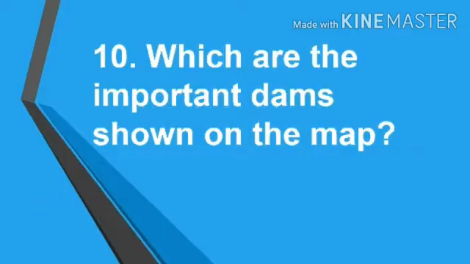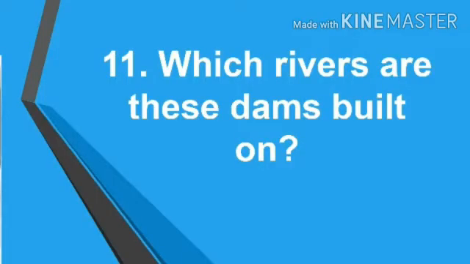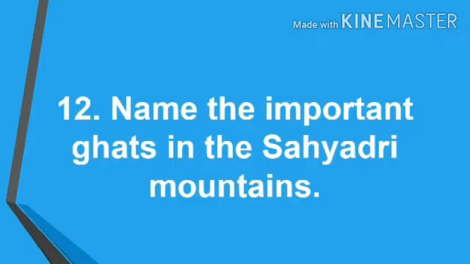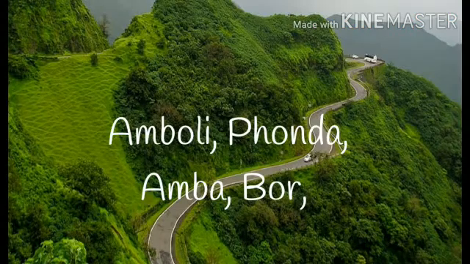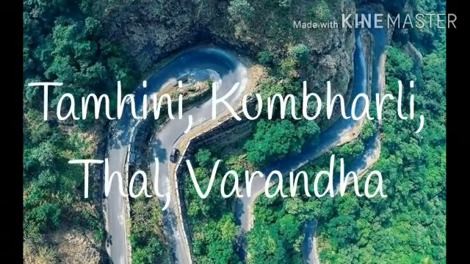Which are the important dams shown on the map? Yes, they are Jaikwadi, Bhandardara, Radhanagari. Which rivers are these dams built on? Yes, they are Godavari, Pravara, Bhogavati. Name the important ghats in the Sahyadri mountains. Yes, they are Amboli, Ponda, Amba, Bor, Tamhini, Kumbharli, Thal and Varandha.